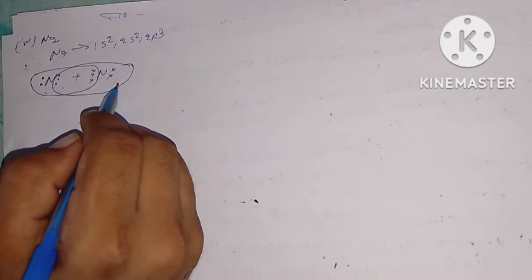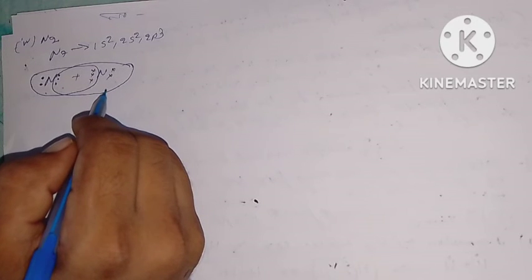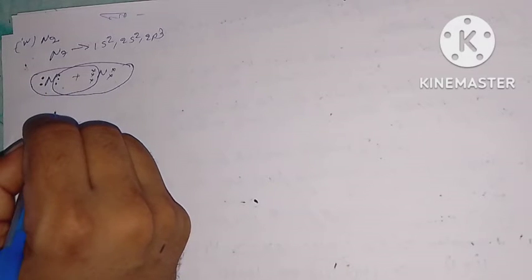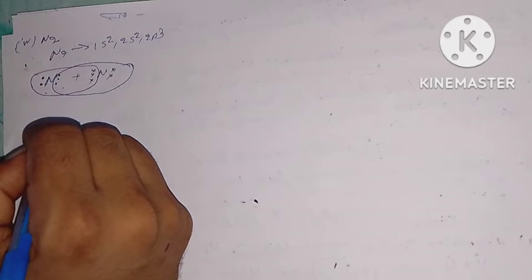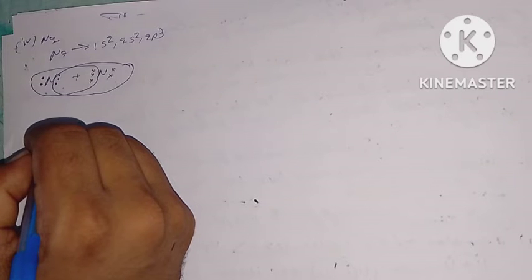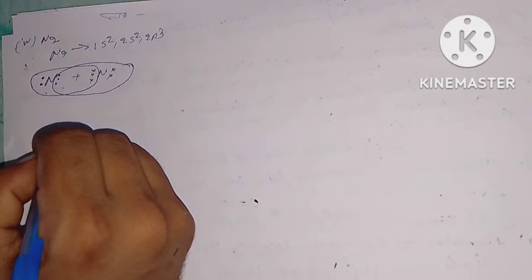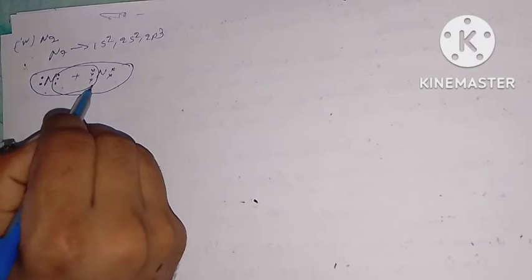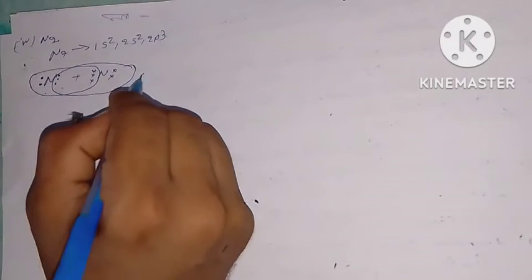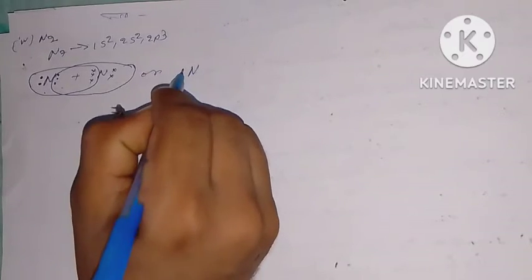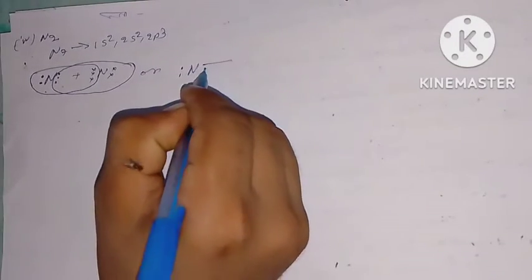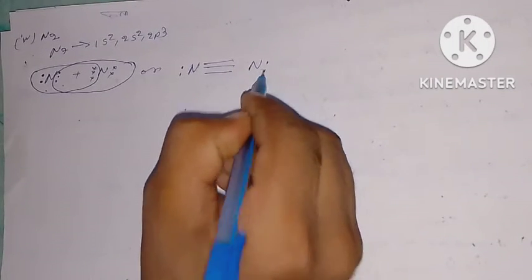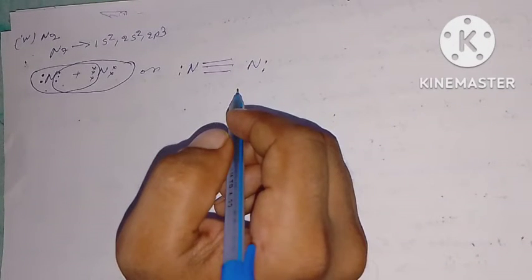In N2, 3 pairs of electrons are shared, therefore N2 has a triple bond: 1 bond, 2 bond, 3 bond. This is known as a triple bond.